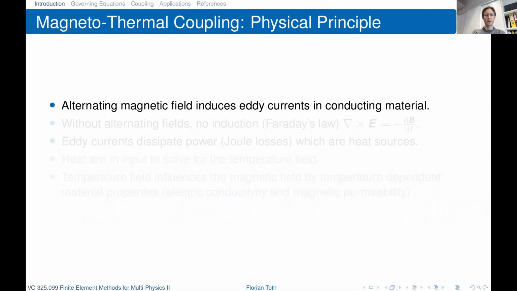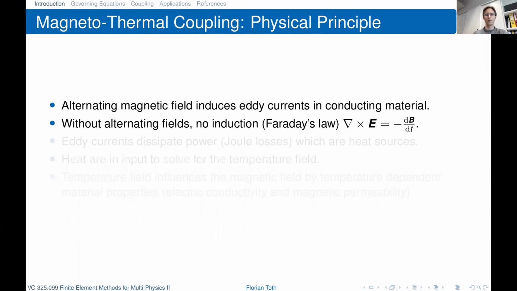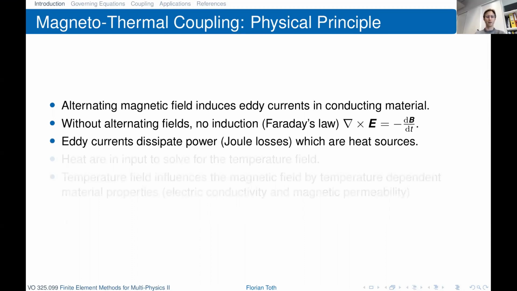magneto-thermal coupling. So we know that the alternating magnetic field induces eddy currents in any conducting material. Without alternating fields, by Faraday's law, we have, of course, no induced eddy currents. And these eddy currents dissipate power, which are just Joule losses due to the resistivity in the conductor.